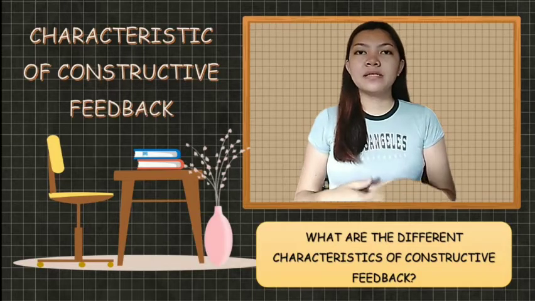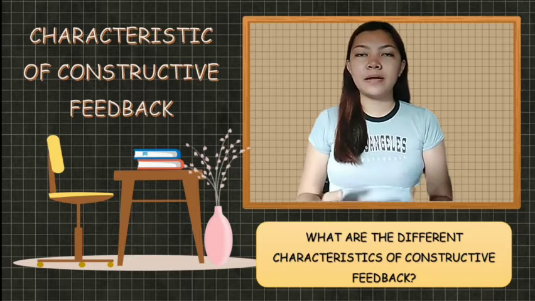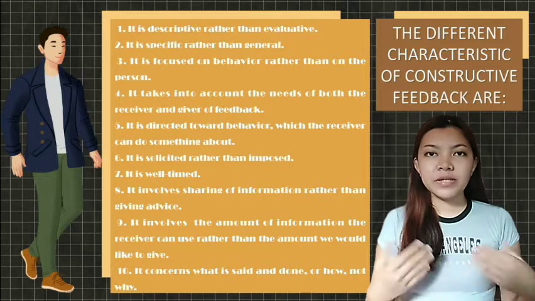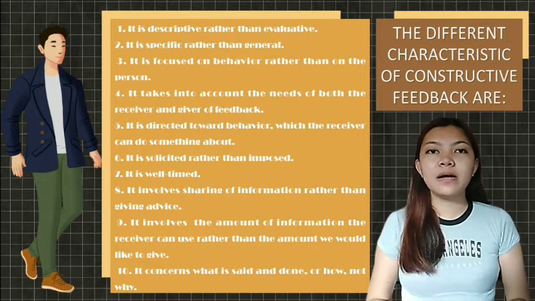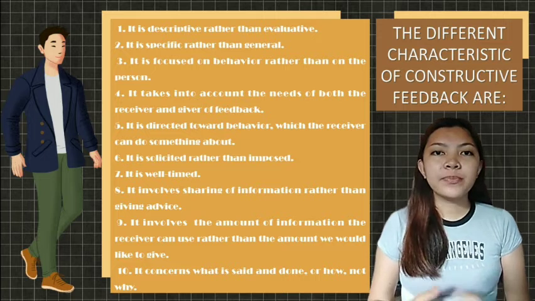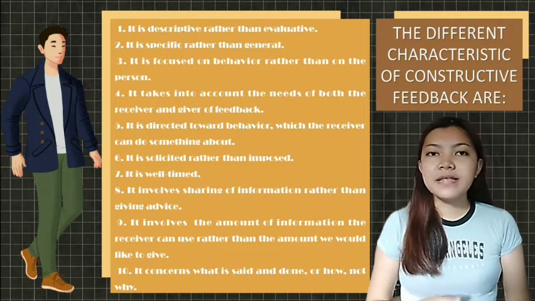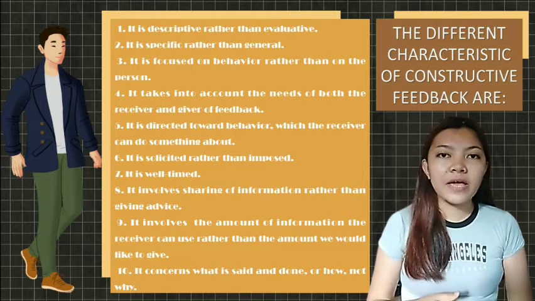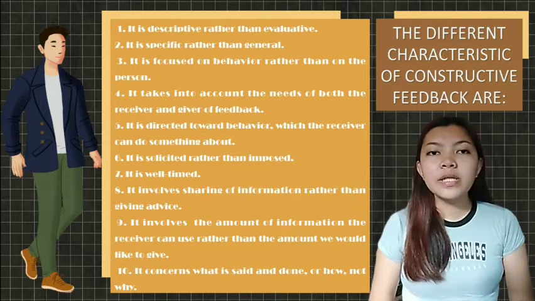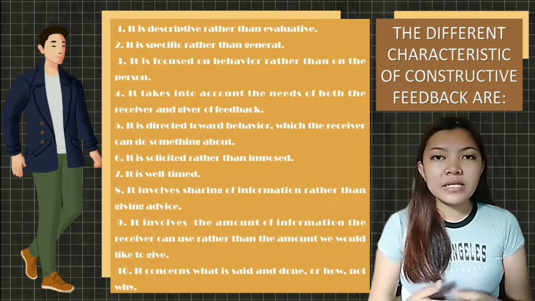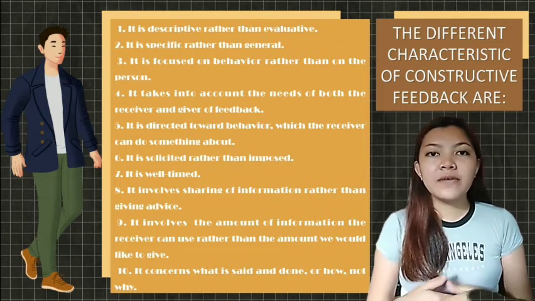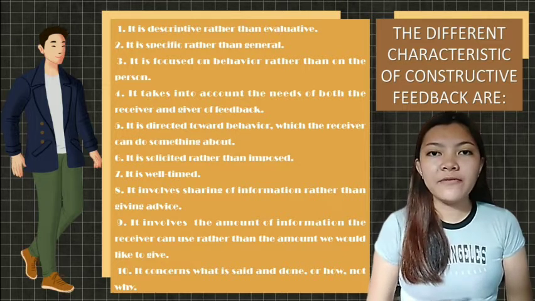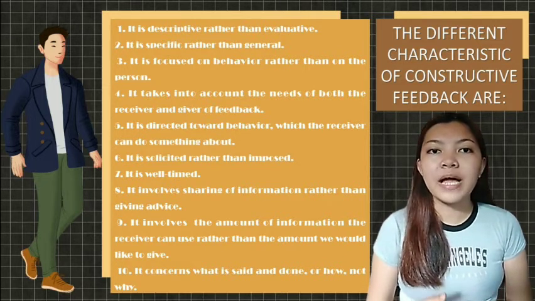So my assigned topic is the characteristic of constructive feedback. So what are the different characteristics of constructive feedback? The different characteristics of constructive feedback are: number 1, it is descriptive rather than evaluative. Second, it is specific rather than general. Third, it is focused on the behavior rather than on the person. Fourth, it takes into account the needs of both the receiver and the giver of feedback. And fifth, it is directed towards behavior which the receiver can do something about.